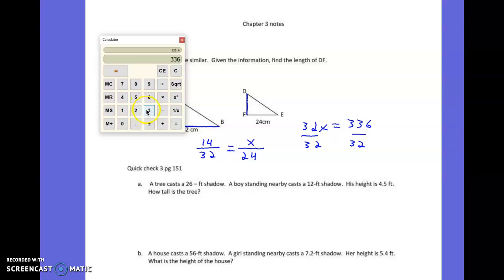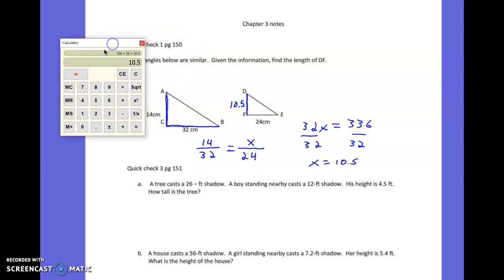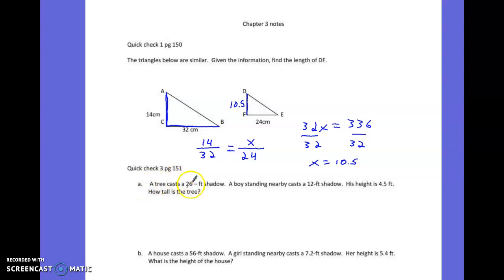336 divided by 32 gives me 10.5. So in this case, X equals 10.5, or DF equals 10.5. So that's how you would solve for a missing side of a triangle. All right, so quick check 3, page 151 for A and B. This is in our green book.